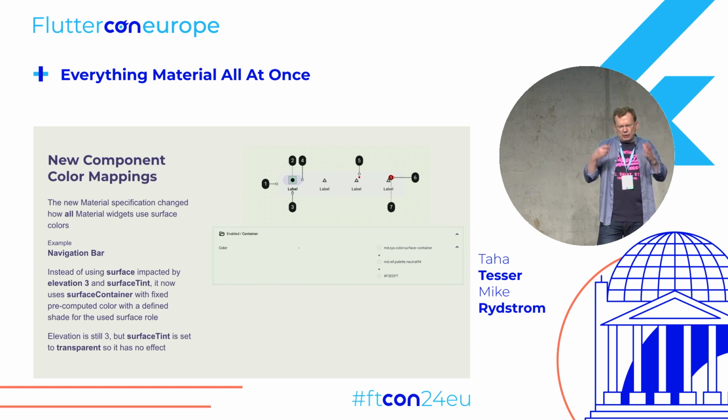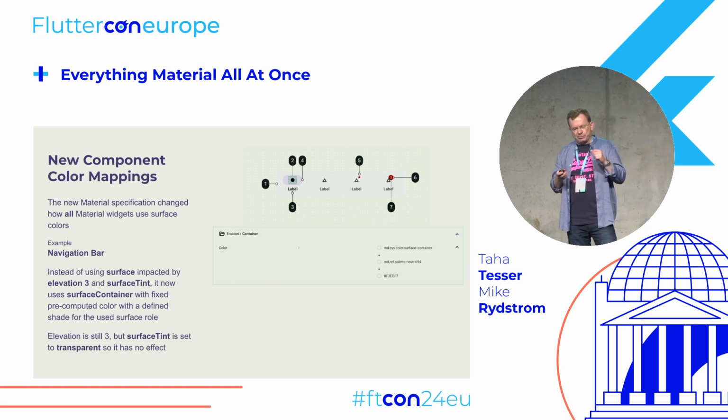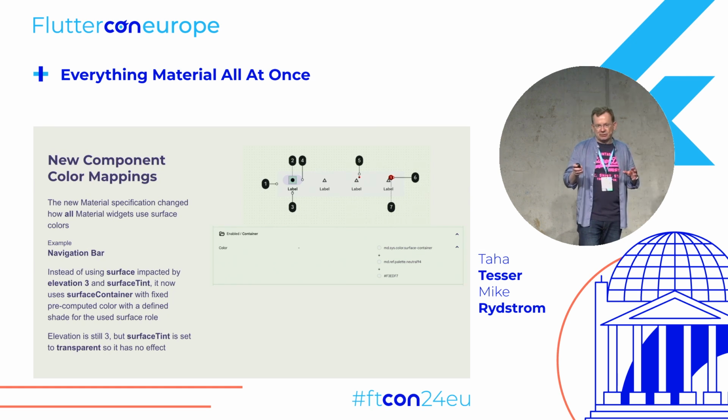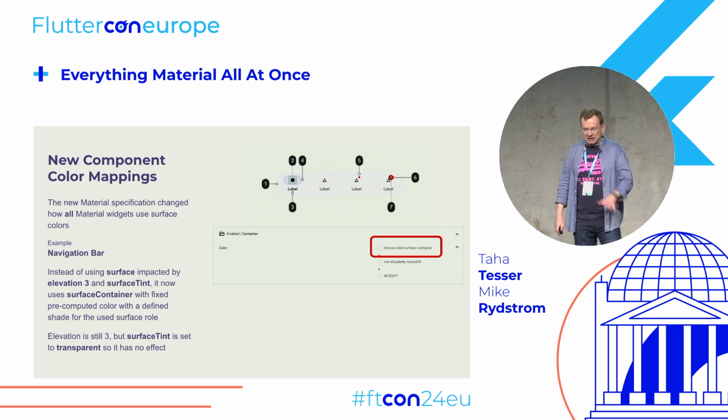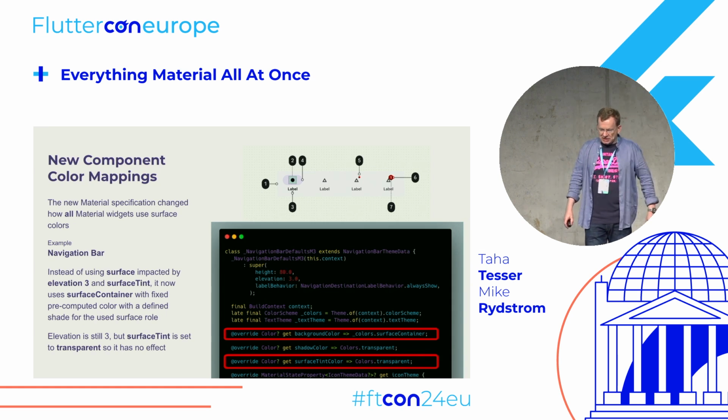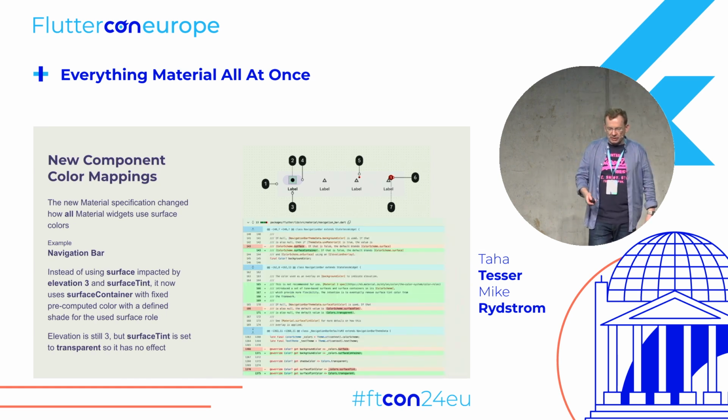Okay, so that was the algorithm change, and we got new colors, but an even bigger change is also that all the component mappings, the colors in the color schemes, are nothing unless you map them to colors in components. And all that changed in Flutter 3.22. So for example, if you look at the navigation bar, it used to be surface color and an elevation of 3, and the surface tint gave it a tinted color. Now it's just the surface container, and there is no tint. It's just getting the pre-computed surface container color. And we can see that it changed there a little bit, and you can look at the PR if you want to and go ahead and check it out.